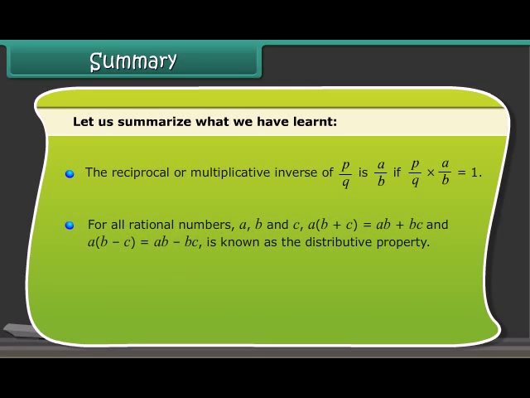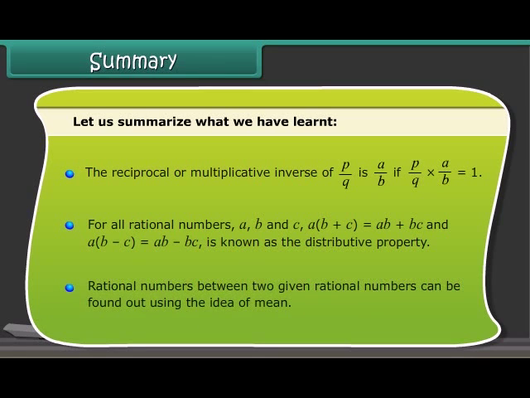For all rational numbers A, B and C, A into B plus C is equal to AB plus AC and A into B minus C is equal to AB minus AC, is known as the distributive property. Rational numbers between two given rational numbers can be found out using the idea of mean.